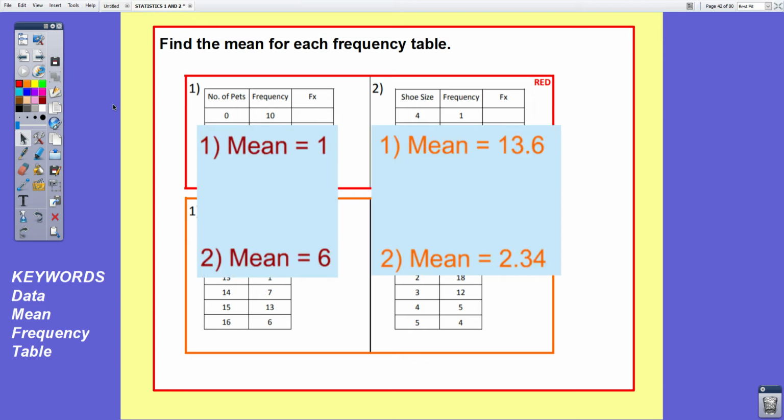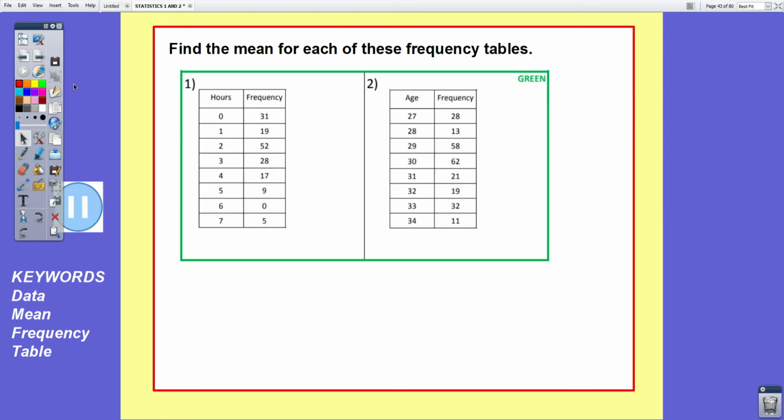So the mean for question 1 on red was 1, the mean for question 2 on red was 6, and the mean for question 1 on orange was 13.6, and for question 2, 2.34. We now move on to two slightly trickier, in that these have larger numbers to deal with, but if you are using a calculator, these should present no greater problems than the ones before. Again, remember to draw the third column. Pause your video, have a go, come back to here when you've had a go.